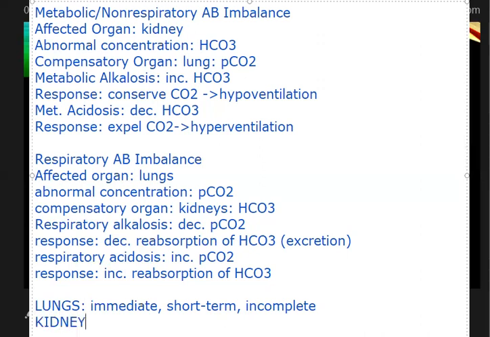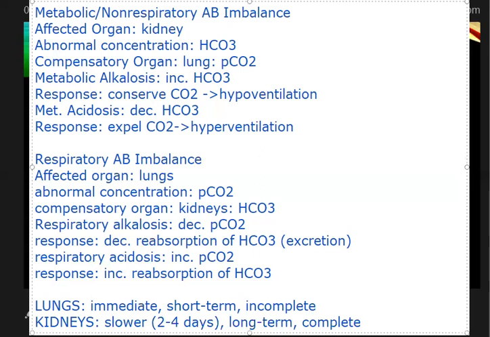In the case of your kidneys, they tend to provide a slower compensatory response. It would usually take 2 to 4 days for the compensation of your kidneys to be complete. However, even if it is slower, the effect of the compensation is long-term and complete. So the takeaway here: it is still better if you take it slowly, because at least it will be long-term and complete.